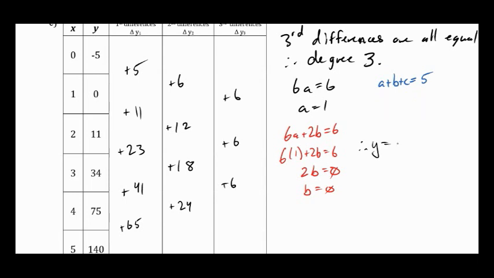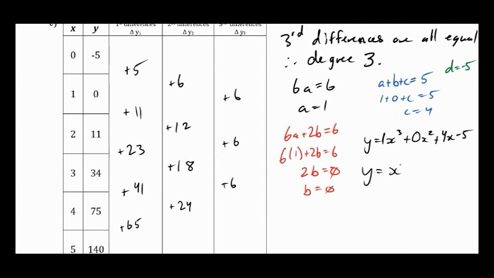Therefore, y equals, so a is 1, ax cubed. So y equals 1x cubed. I'm going to actually put the 1 in for now. Plus 0x squared, because b was 0. Plus c, plus 4x minus 5. And if I wrote that properly, it would actually look like this.